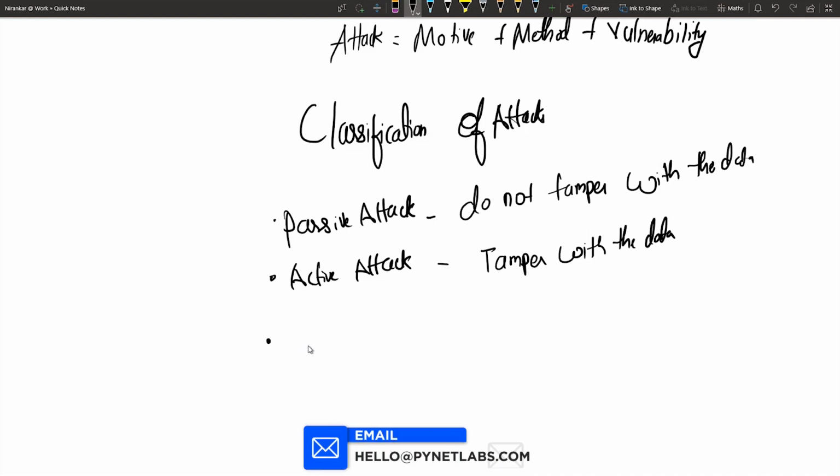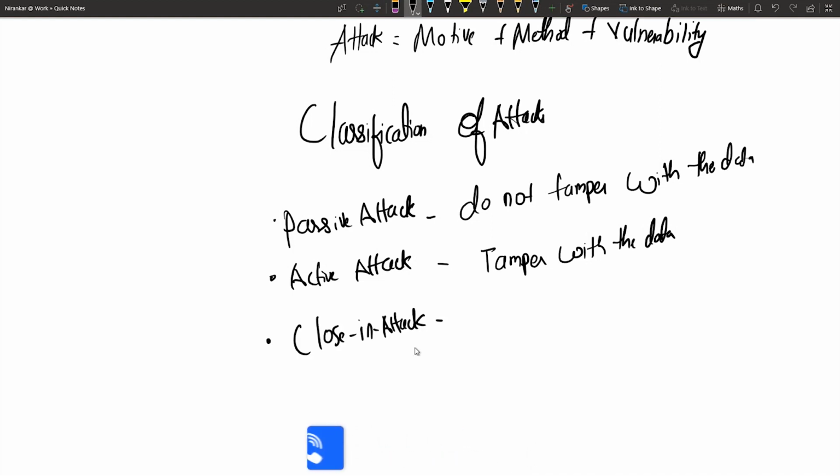Then we have close-in attack. Close-in attacks are performed when the attacker is in close physical proximity to the target system or network in order to gather, modify, and disrupt access to the system or information. So this requires physical access to the infrastructure.